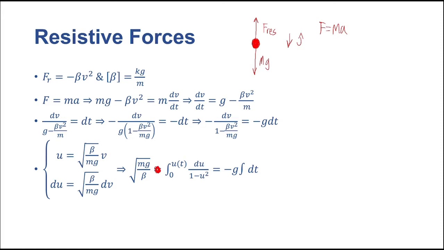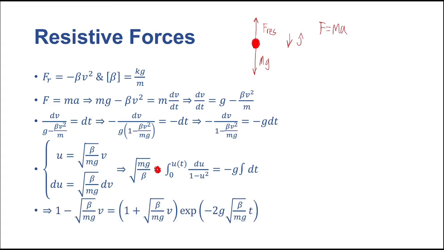Okay, so again, we have some easy integrals to deal with, and what we are going to end up with is an equation of motion that says 1 minus the square root of beta over mg times v is equal to 1 plus the square root of beta over mg times v, times the exponential, which is the equivalent of e to the blank. But when you have big arguments for the exponential, it's nice just to write exp and then have big parentheses to put everything in: exponential of negative 2g square root of beta over mg times t. All right, so there's our equation of motion that we want to be dealing with.